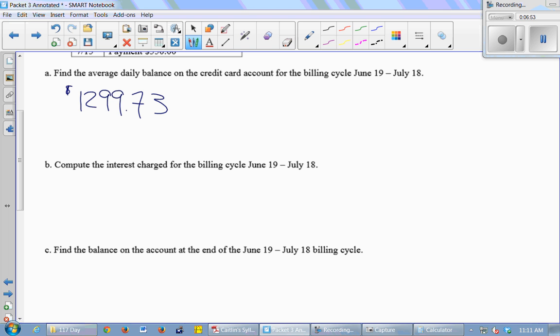So your interest charge or your finance charge, those are synonyms, is calculated by doing your periodic interest rate times average daily balance. Do you guys remember how to calculate the periodic interest rate?